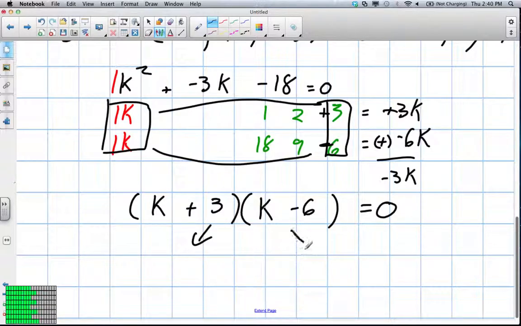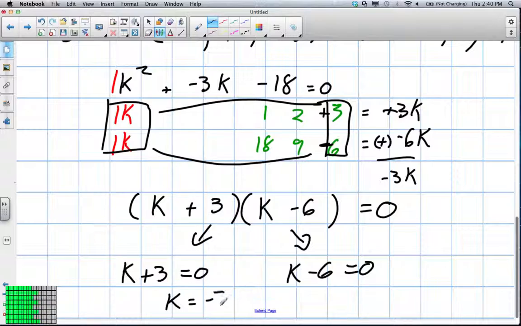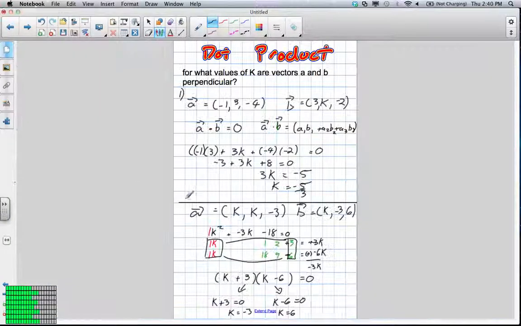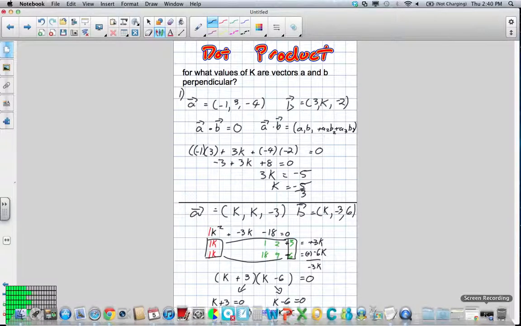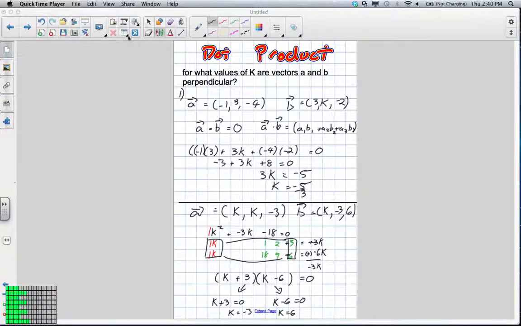We then split this. k plus 3 equals 0. k minus 6 is 0. k is either -3 or +6. You can test it out by plugging it back in. You'll get your answer. That's why we need to remember factoring from grade 10.